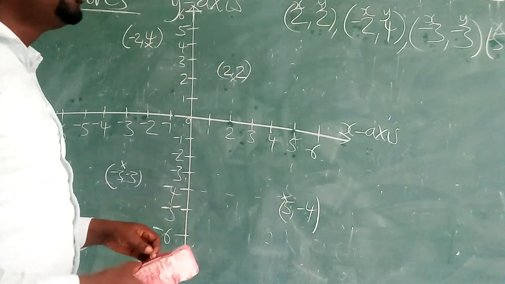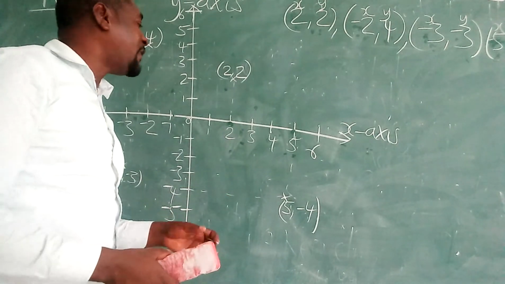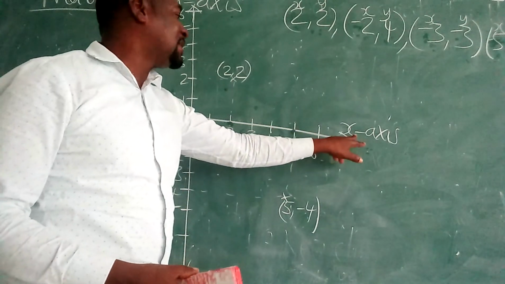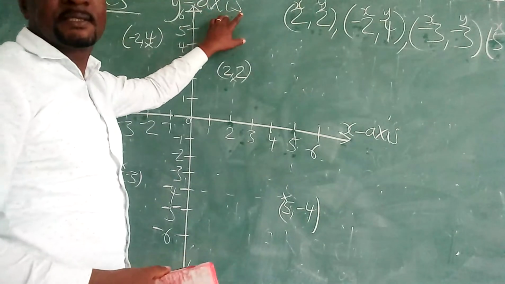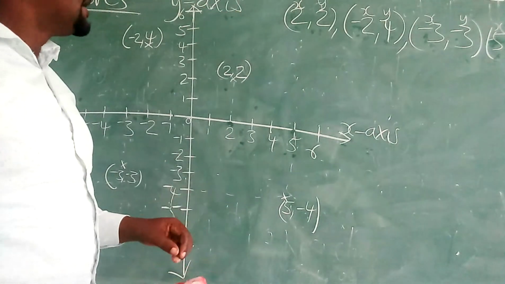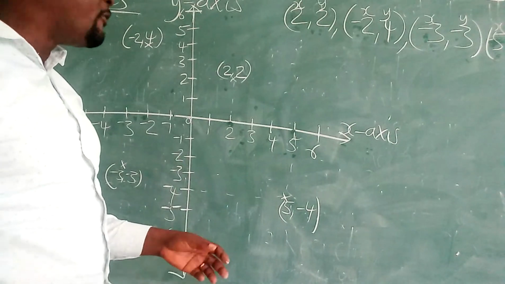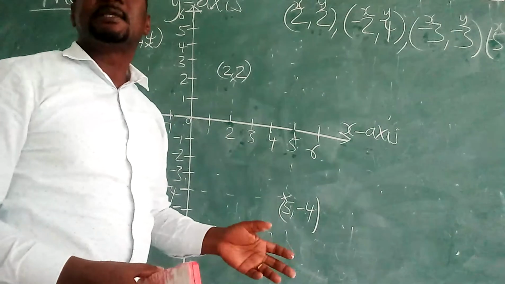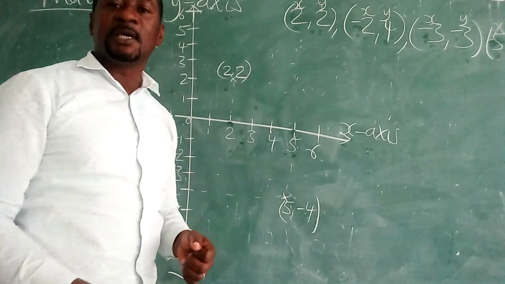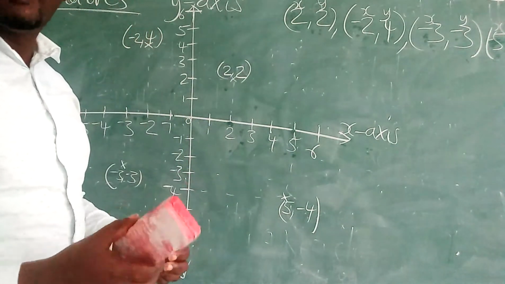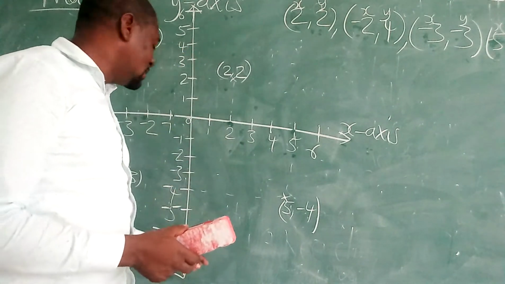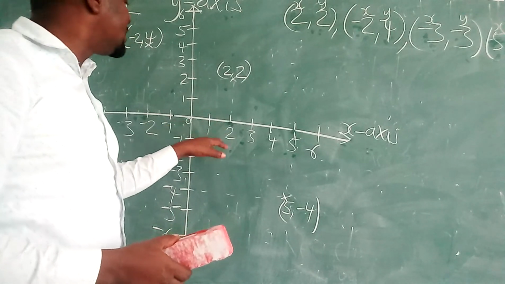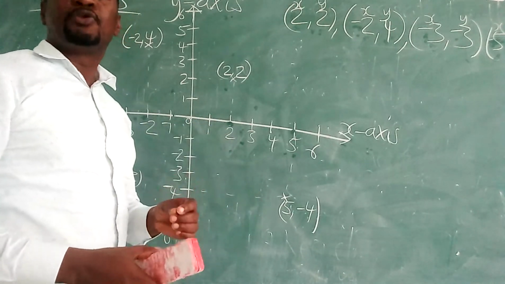I've told you that when you want to plot coordinates on the grid, first you have to draw the grid, and then you have to provide the two lines, x-axis and then y-axis. On the x-axis we have positive numbers and then negative numbers. The same thing on the y-axis. And then I've told you that on the grid, the intervals between the numbers should be the same.